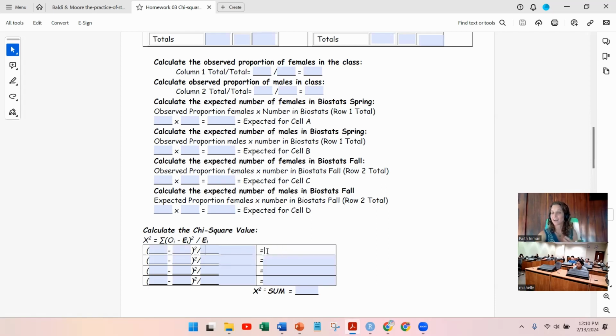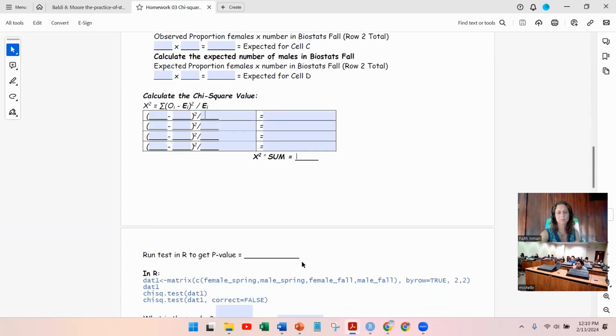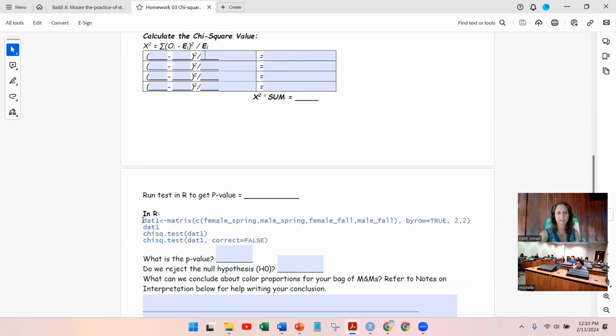And this will give you your chi-square contribution for each cell, which is actually kind of handy because a bigger chi-square contribution usually means there's a bigger sort of difference in that variable or in that cell category. And you'll get your square sum, and then you'll run the test again.